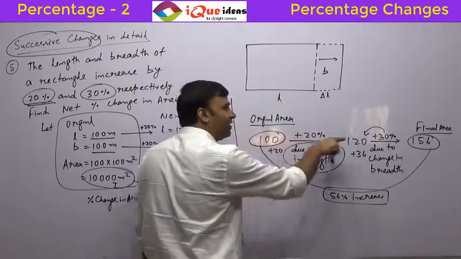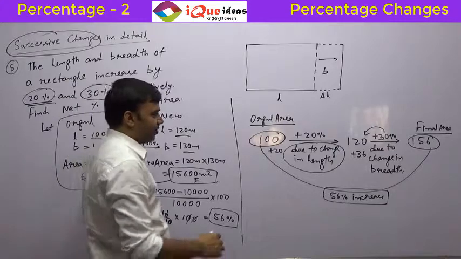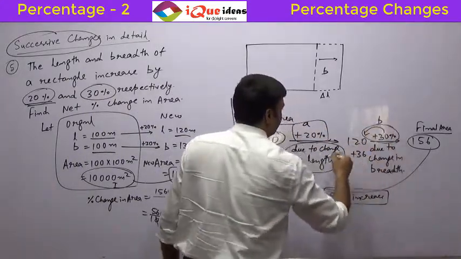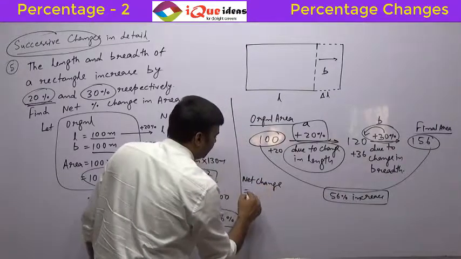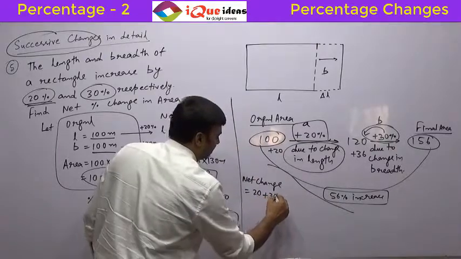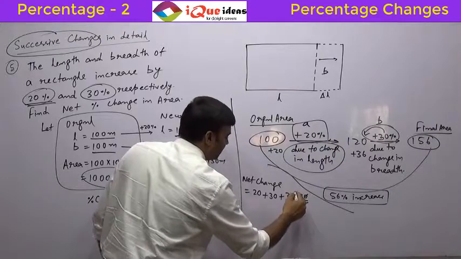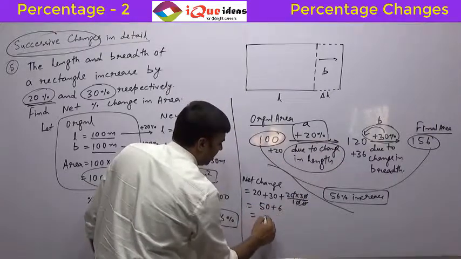And because we could do this, we can also apply the successive change method, right? So this is our A, that is 20%. This is our B, that is 30%. So the net change is directly calculated as 20 plus 30 plus 20 into 30 by 100. 0 and 0 cancel. So we have 20 plus 30, 50, plus 2 into 3 is 6, that is 56%.